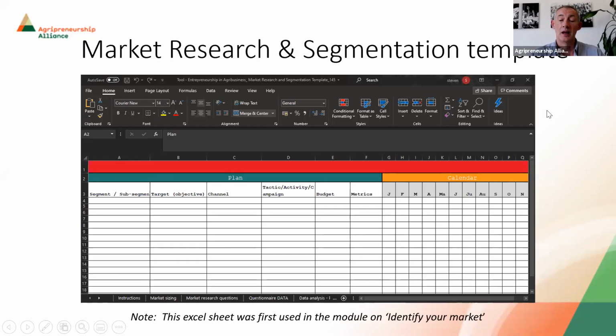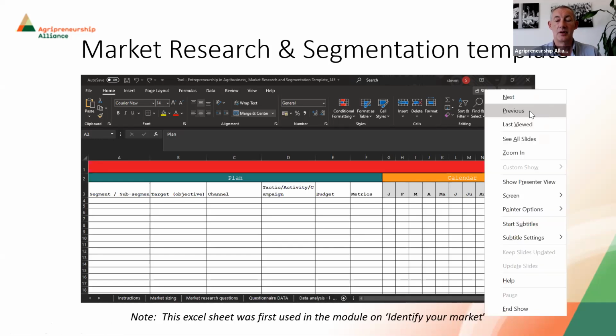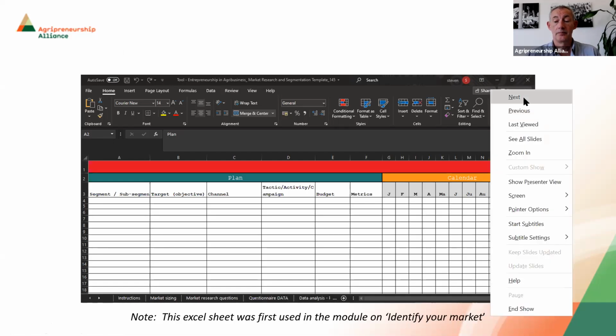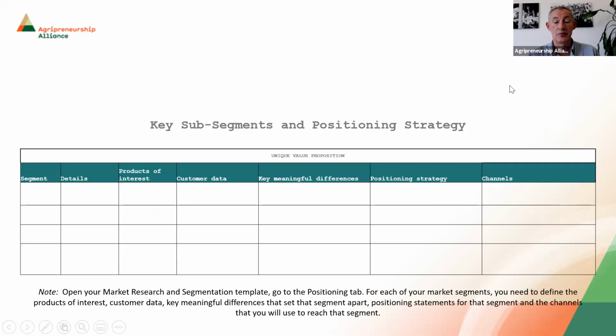So I've just briefly again, you will already have started completing your market research and segmentation templates. And this is a document that you will have started working with in the Identify Your Market module, which was about 3 weeks ago. And you will have already completed market sizing, market research question, customer data, and data analysis. So these will be elements that you've already completed. So what we're asking you to do today is work out what the next step is. And so the key subsegments and positioning strategy.